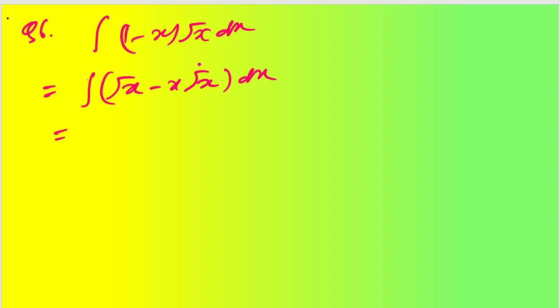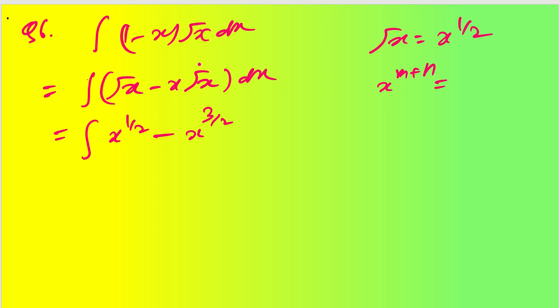To make it a little simpler, we can write x to the power 1 by 2, because root x is nothing but x to the power 1 by 2. Then minus x to the power 1 plus 1 by 2, that will become 3 by 2. You know already x to the power m plus n is nothing but x to the power m into x to the power n. Since two terms are in multiplication, the powers will get added, and then dx.